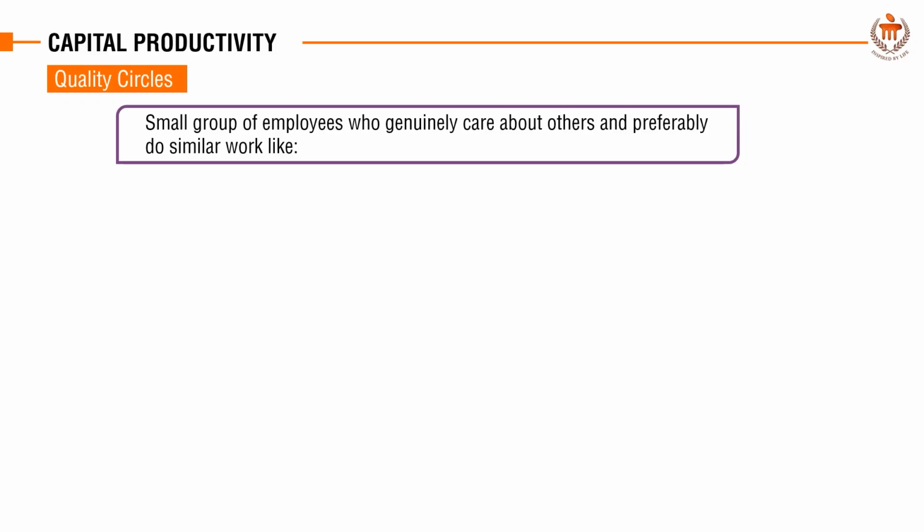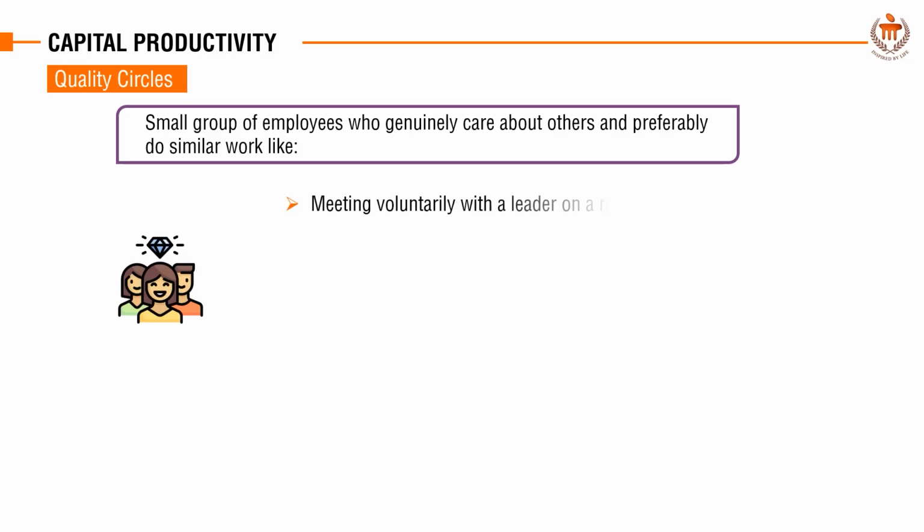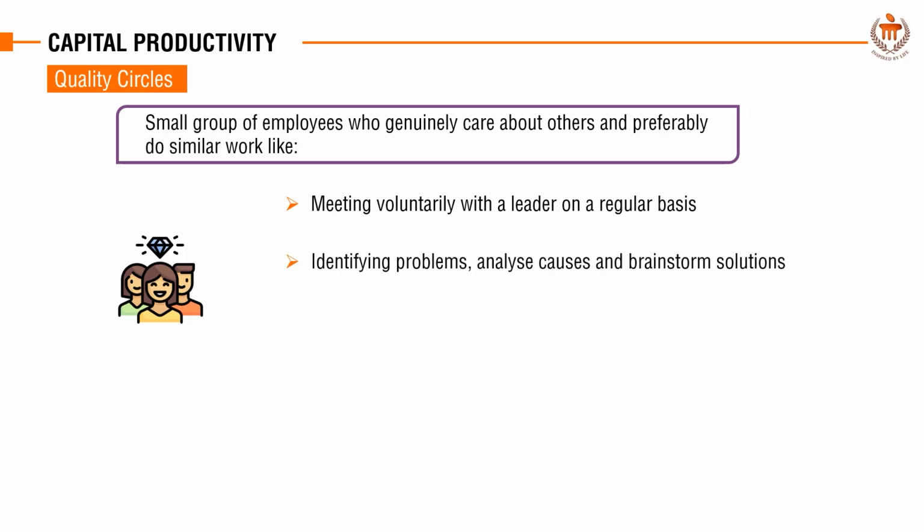As we already know, a quality circle is a small group of employees who share a genuine concern for the work environment and the well-being of their colleagues, often consisting of individuals performing similar tasks. These groups meet voluntarily on a regular basis, typically under the guidance of a leader, to collaboratively identify workplace problems. During their meetings, members analyze the root causes of these issues and brainstorm potential solutions. They then recommend these solutions to the management, fostering a culture of continuous improvement.